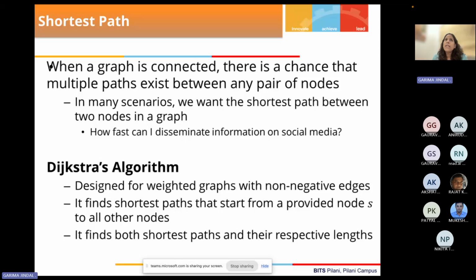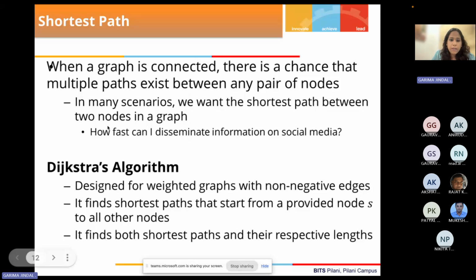Now in networks, you might have the problem where you need to identify all pair shortest path. What you can do is either apply Dijkstra algorithm on all the nodes, so that for each node you identify its shortest distance to all the other nodes, or there is another algorithm, the Warshall algorithm. You can apply the Warshall algorithm to find all pair shortest paths.